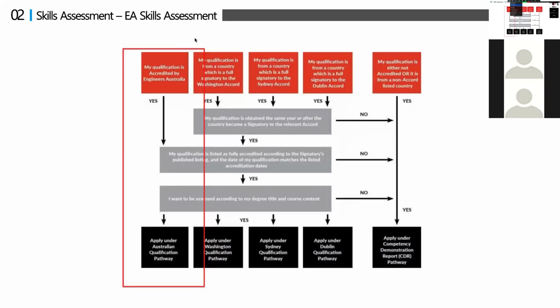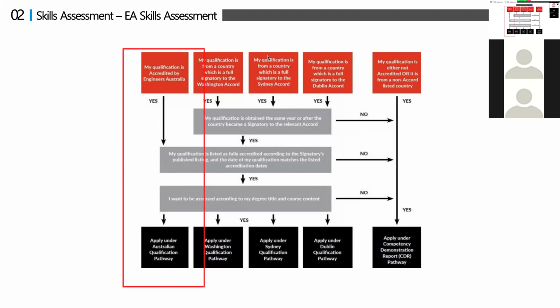If your course is already accredited by Engineers Australia, then you can simply use your qualification and transcript to apply for the skill assessment. Then I'm definitely sure you will get a positive outcome from the EA. Okay, let's move to the next.